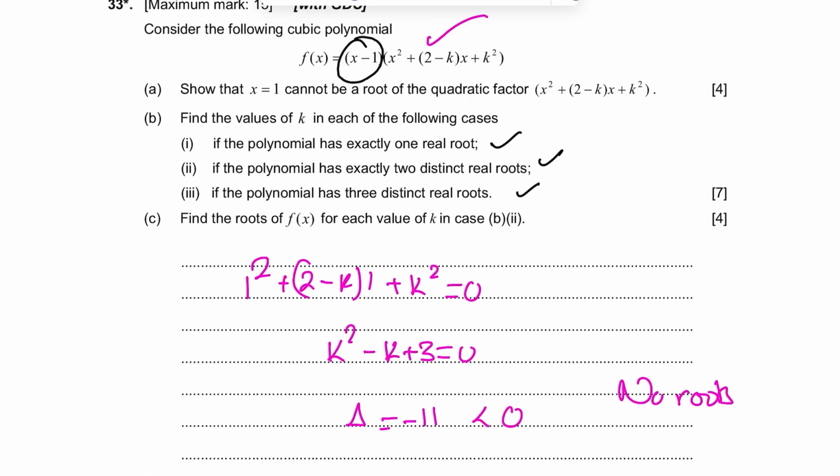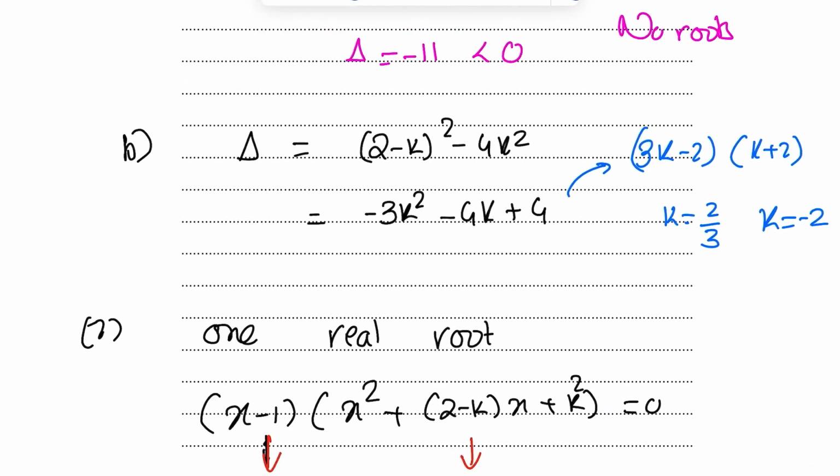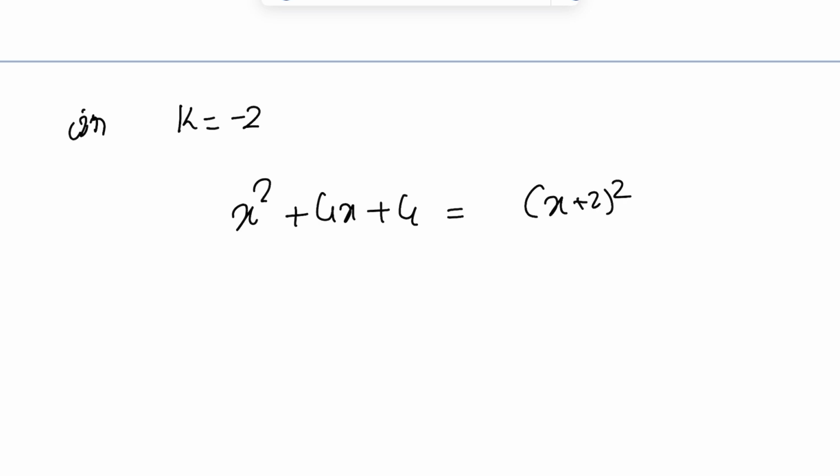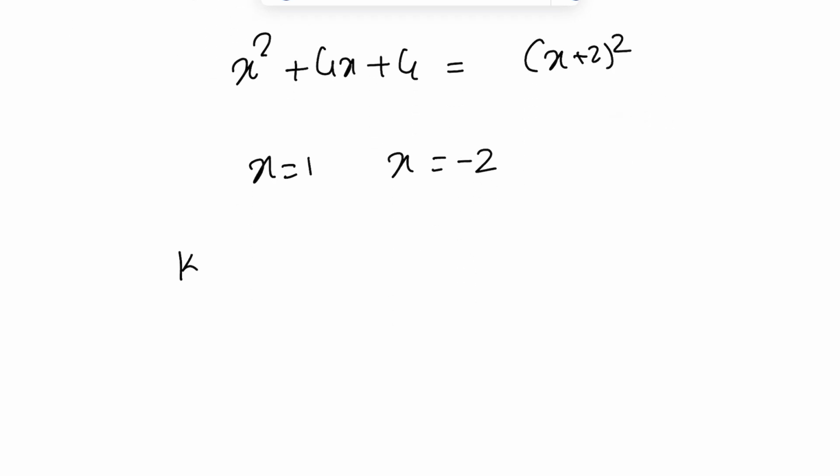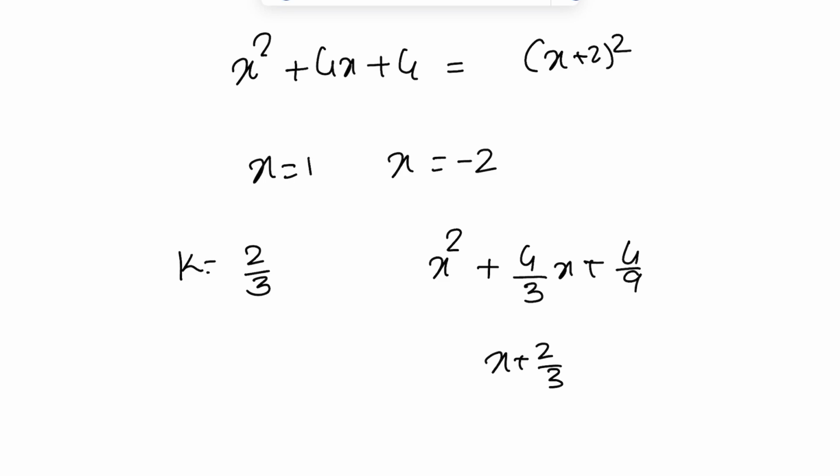Part C. Find the roots of f of x for each value of k in case of b2. So what was our b2? k equals negative 2. If k equals negative 2, the quadratic will become x square plus 4x plus 4, which is x plus 2 whole square. So the roots will be x equals 1 and x equals negative 2. Next value of k is 2 upon 3. So the quadratic will become x square plus 4 upon 3 x plus 4 upon 9, which is x plus 2 upon 3 whole square. So what will be the roots? x equals 1, x equals negative 2 upon 3. That's going to be the answer.